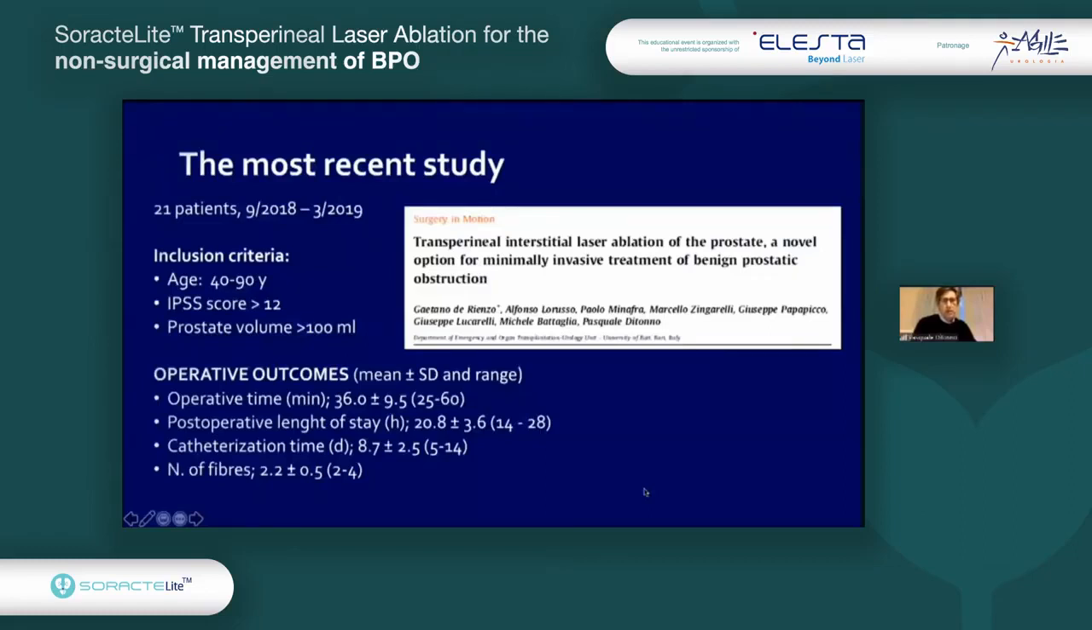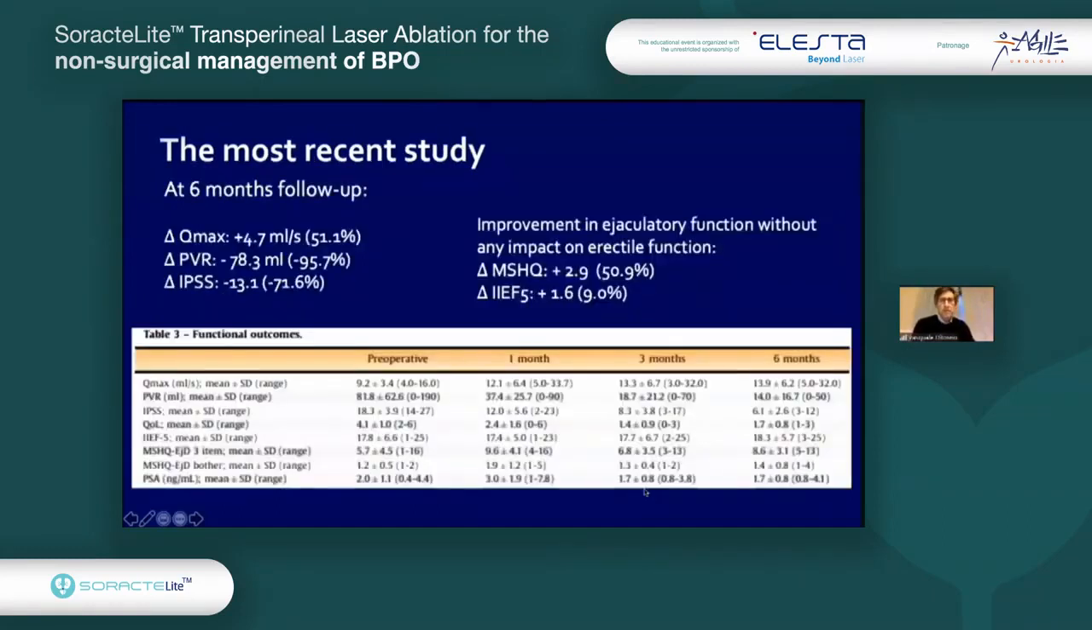And the operative outcome, as I will show you, operative time is like 36 minutes. Length of stay was mostly outpatient procedure, 20 hours mean. Catheterization time was 8 days. And we use around 2 fibers.